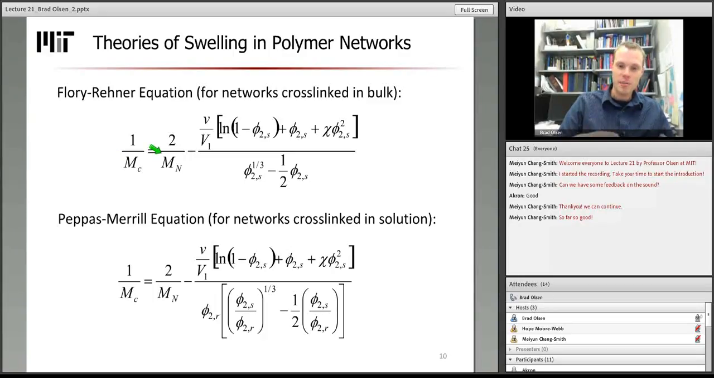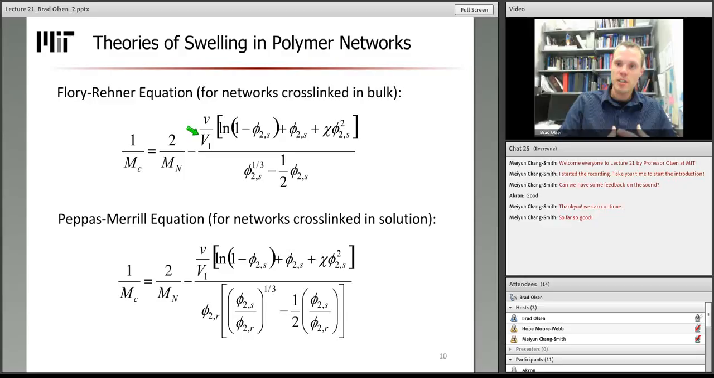So the concept they use is a polymer chain that's synthesized and then cross-linked after synthesis. And then these molecular weights are then related to the concentration of solvent in the material, the concentration of polymer in the material, phi 2 sub s. So phi 2 sub s is the concentration of polymer with the sub s denoting the swollen state. Chi is the interaction parameter between the polymer and the solvent. So a lower chi is more favorable interaction. And then we have the specific volume of the polymer and the molar volume of the solvent in the material.